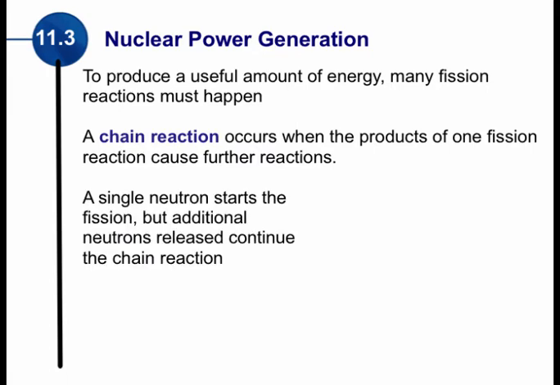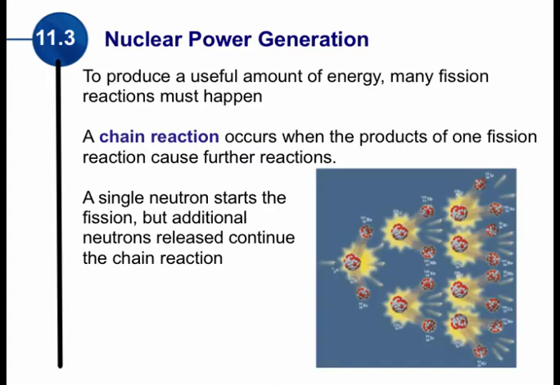All it takes to start a reaction is a single neutron. And this single neutron releases additional neutrons during the nuclear reaction. And these additional neutrons continue the chain. What does it mean? Well, let's look at this picture. Here we have a single neutron, a little hard to see, so I'm going to make it a little bit bigger. There's a single neutron.